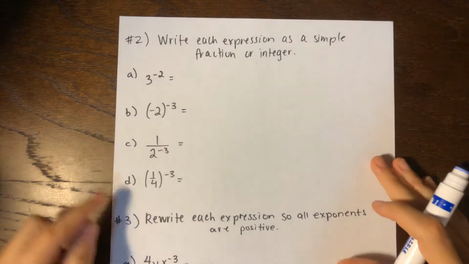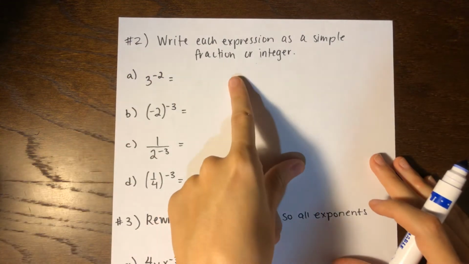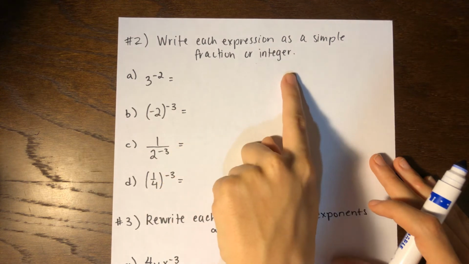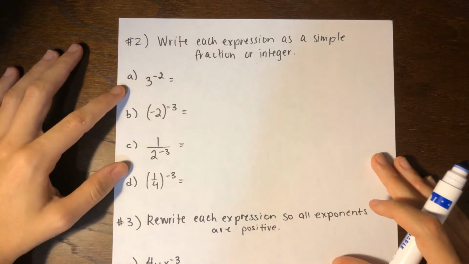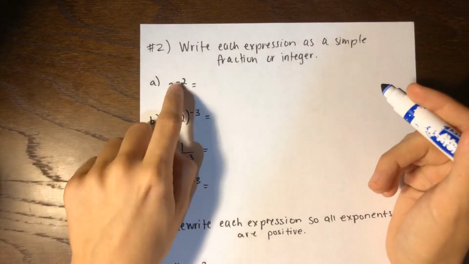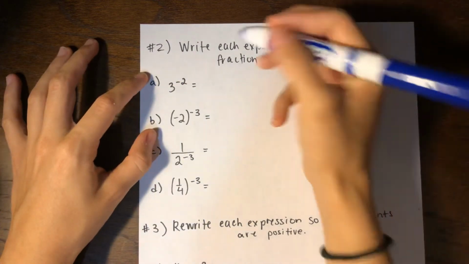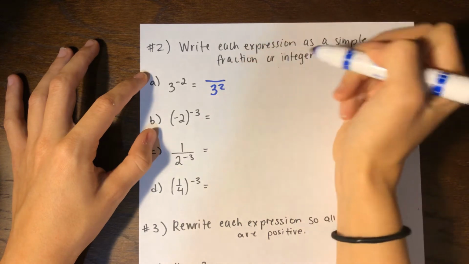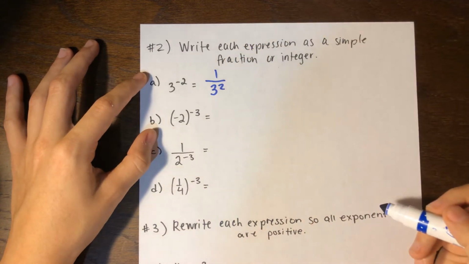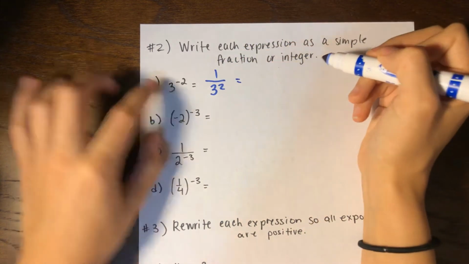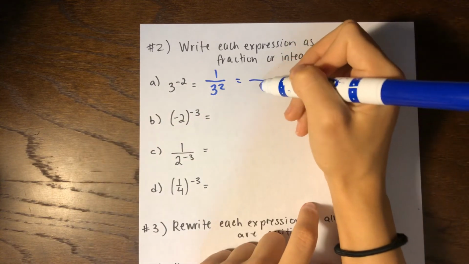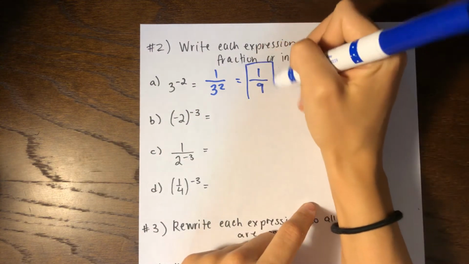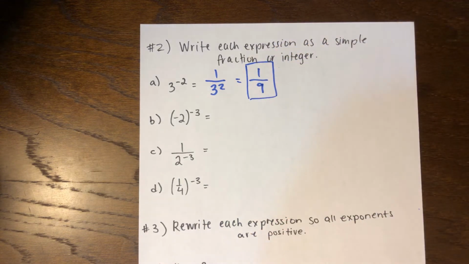We're given negative exponents and it wants us to write each expression as a simple fraction or an integer. Integer just means a whole number. With 3, I have negative 2 as my exponent. So I'm going to write 3 squared on the bottom and put it over 1. But we can still simplify this. 3 squared is 9. And we just bring the 1. This would be our simplified answer.